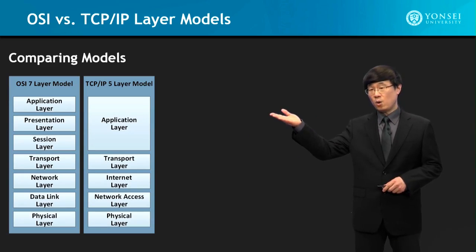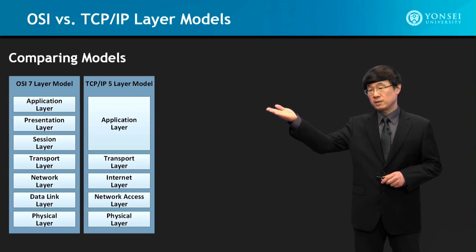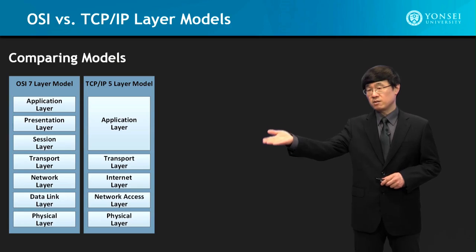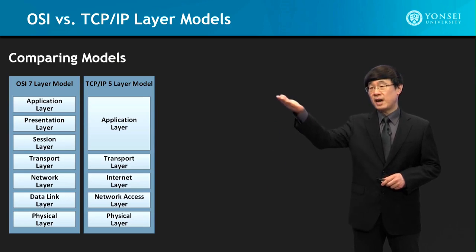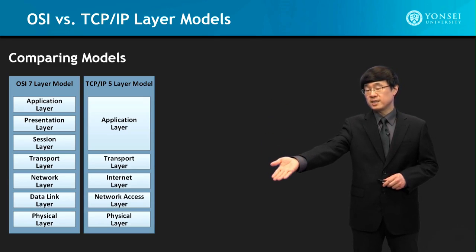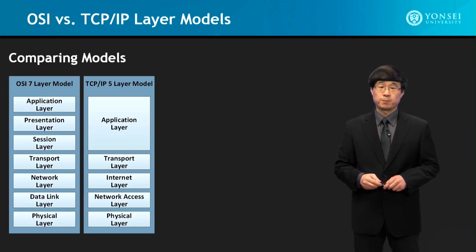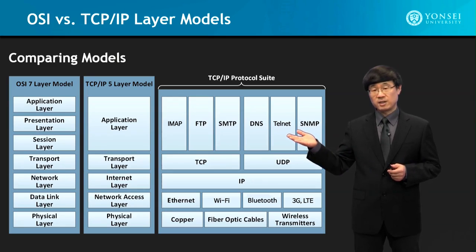Now, comparing the OSI 7-layer model and the TCP/IP 5-layer model, you can see their layer structures over there. In the OSI 7-layer model, it has the application layer, presentation layer, session layer, transport layer, network layer, data link layer, and the physical layer at the bottom. In the TCP/IP 5-layer model, you can see the application layer, transport layer, internet layer, network access layer, and the physical layer at the bottom. And corresponding to the TCP/IP 5-layer model, you can see the following functions that are connected.